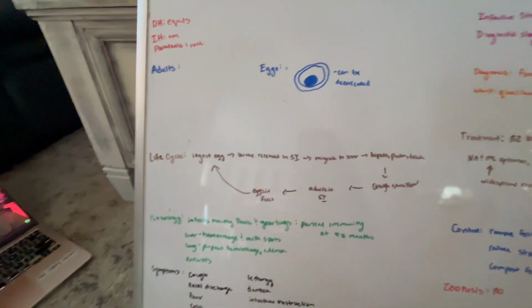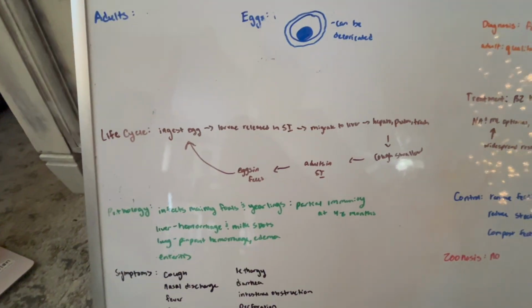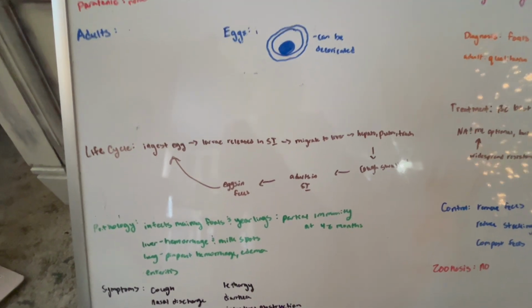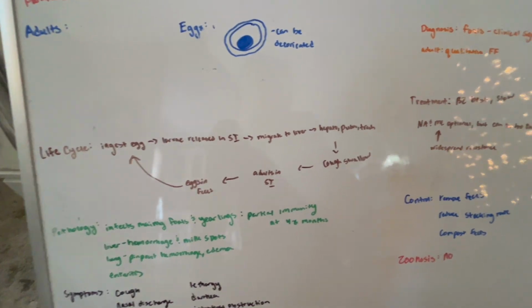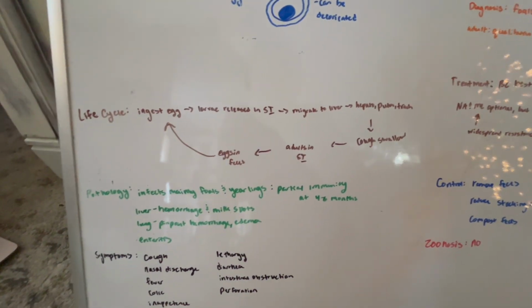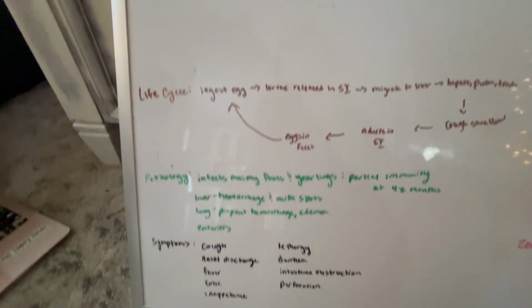So life cycle, the egg is ingested. The larvae are released in the small intestines. They migrate to the liver. They do the hepatopulmonary tracheal pathway that then leads to a cough and swallow. The adults will develop in the small intestines, and then the eggs will pass in the feces.